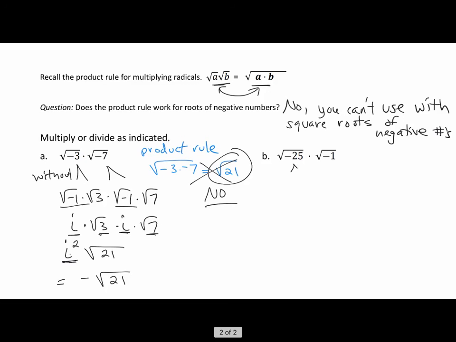For B then, we have the square root of -25, which is the square root of 25 times the square root of -1. We want to break that up. The square root of -1 is i, and the square root of 25 is 5. So really, we've got 5 times i squared. And since i squared is negative 1, that's 5 times negative 1, which is negative 5 for this expression.